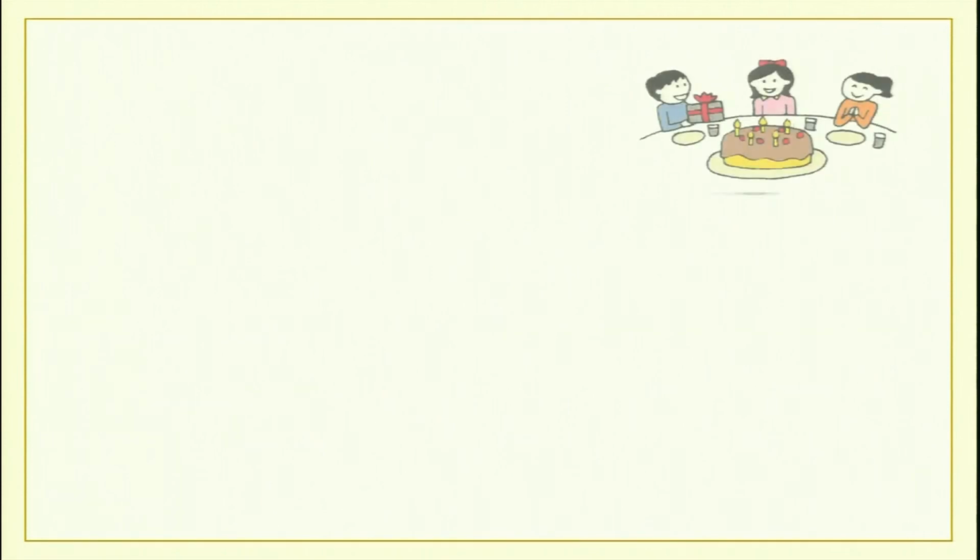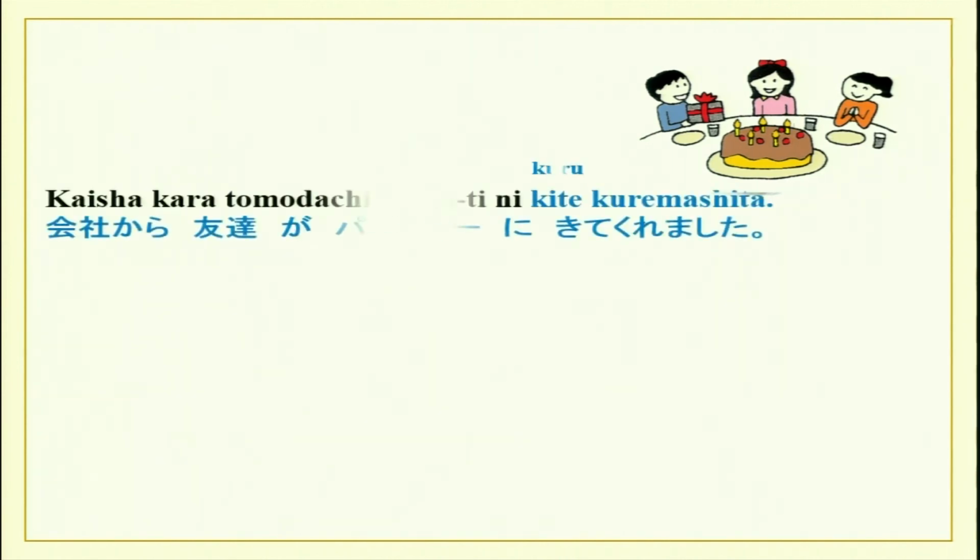Now, if we go back to our kaiwa, you will see how kuremasu is used in sentences. See, there is this picture of them celebrating, maybe a birthday party. So, kaisha kara tomodachi ga party ni kite kuremashita. So, they came to the party. Friends came and I was very happy. I received the favor of them coming home for my party. So, the verb is kuru in plain form, which is to come.